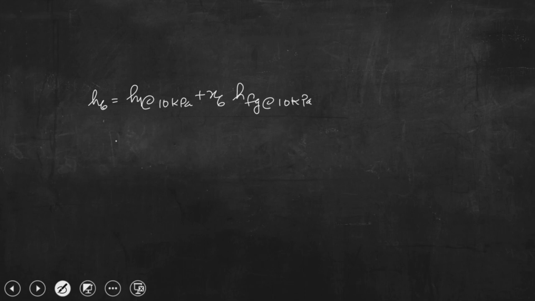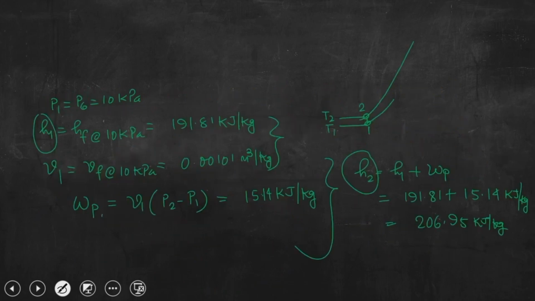Now, since we have calculated X6, we also can calculate what would be the h6. So, h6 will be equal to hf at 10 kilopascal plus X6 into hfg at 10 kilopascal, and if we plug in the value, that is 191.81 that we calculated very in the beginning, because when we calculated pump work, we calculated that, 191.81.